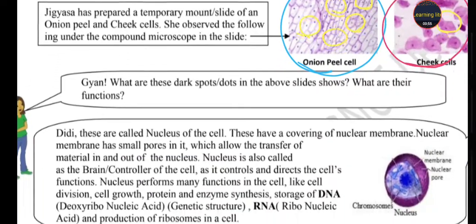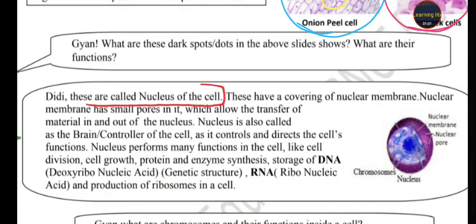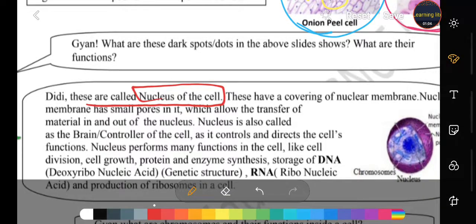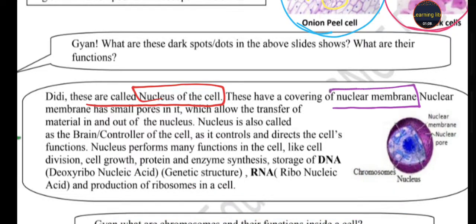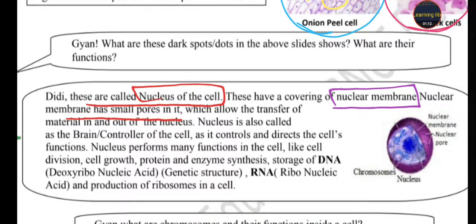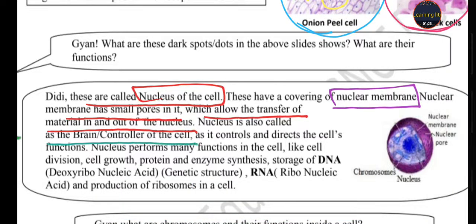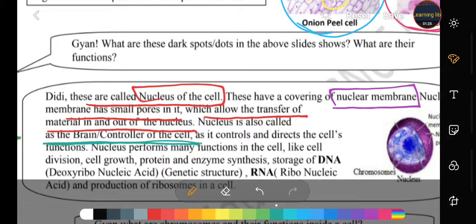Gyan replies, Didi, these are called the nucleus of the cell. What is this, student? Nucleus of the cell. And these have a covering, and this covering is called the nuclear membrane. The nuclear membrane, student, has small pores in it, and through these pores they allow the transfer of material in and out of the nucleus. Nucleus is called the brain or the controller of the cell.